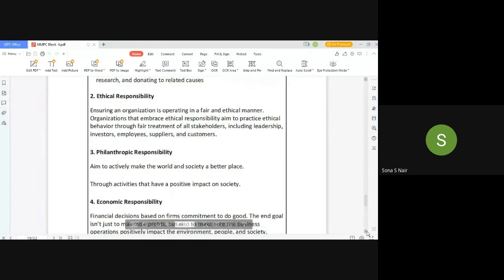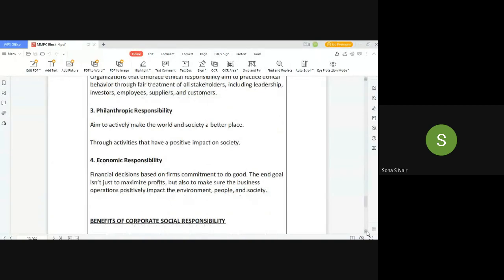Philanthropic responsibility. Here you are trying to make the society a better place. Now, philanthropy could be investing in education, welfare, which has a positive impact on the society. Economic responsibility is to ensure that all financial decisions are based on the firm's commitment to do good. The end goal is not just to maximize profit, but also to ensure that the business operations positively impact the environment, people, and society. So employment, training, this is a part of economic responsibility.